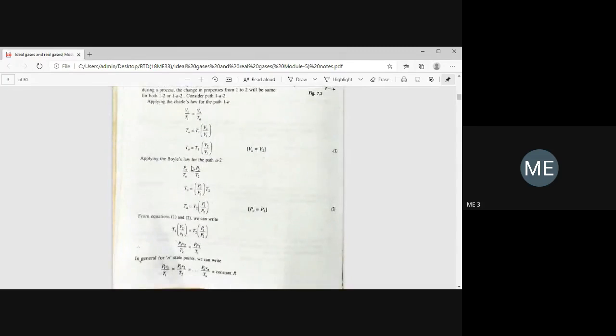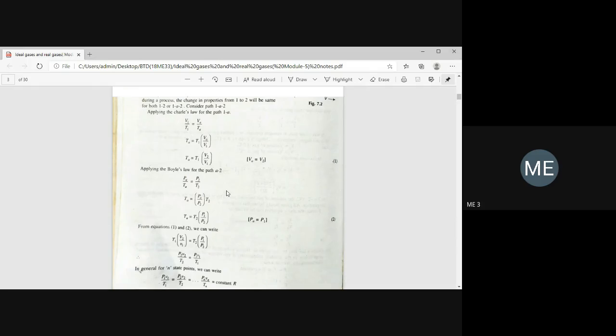That is PA divided by TA equals P2 by T2. Now, once again, from this equation we are going to find out the value of TA. The value of TA is given by PA divided by P2 into T2. Now, you see the process. PA is equal to P1. So, PA equals P2.